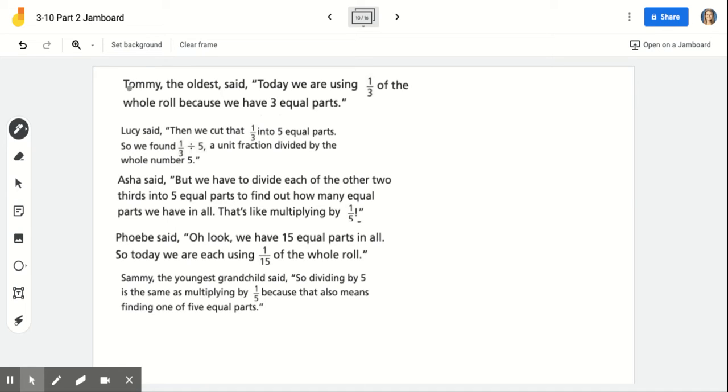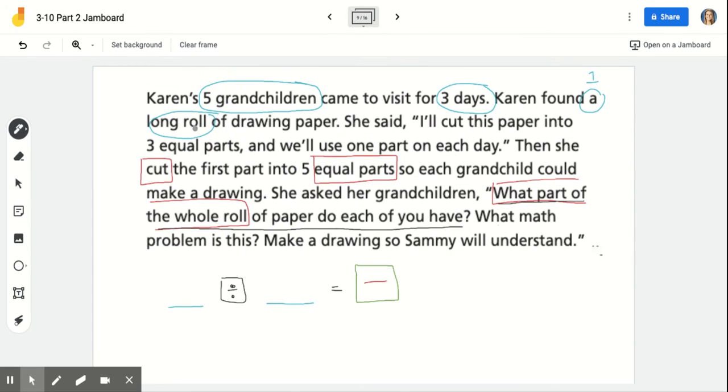All right. On my next slide, we have quite a bit of information, and I'm going to be walking you through it. Each grandchild basically chimes in to help solve this problem. So starting off with Tommy at the very top, go ahead and read along with me. It says, Tommy, the oldest, said, today we are using 1/3 of the roll because we have 3 equal parts. So again, we started off with one long roll and they're visiting for 3 days. So he's saying we're splitting up to three parts to represent 1 part for each day.